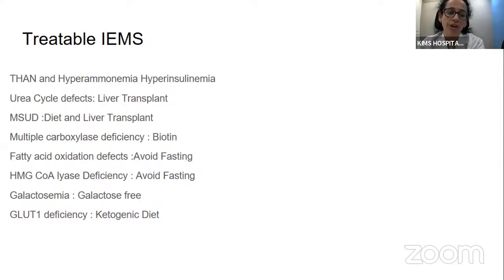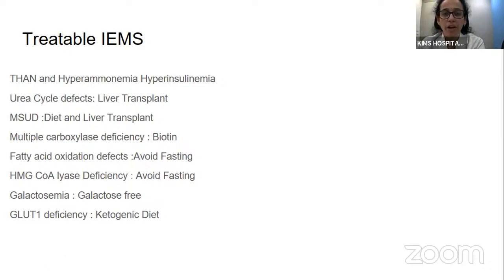So some of the IEMs are treatable, like transient hyperammonemia of newborn, hyperinsulinemia. Urea cycle defects generally go for a liver transplant, MSUDs go for diet and liver transplant, multiple carboxylase deficiencies are discharged on biotin. In the fatty acid oxidation defects, we should avoid the features which cause the crisis, like fasting and infection. In HMG-CoA lyase deficiency also, we should avoid the fasting. In galactosemia, a galactose-free diet, and in GLUT1 deficiency, a ketogenic diet. So these are some of the examples of IEMs which are treatable.